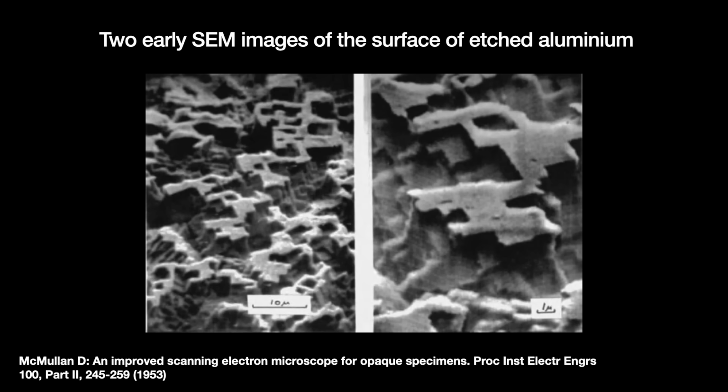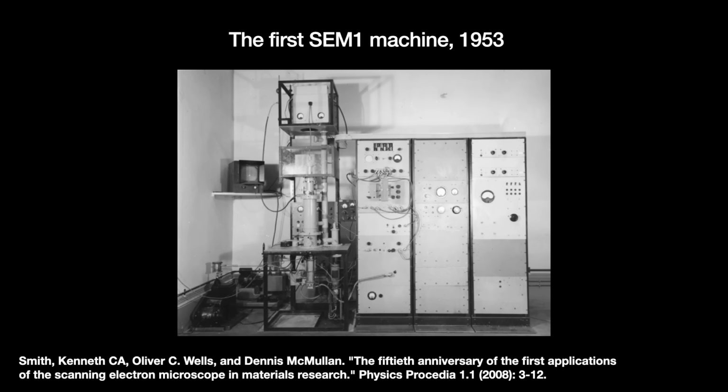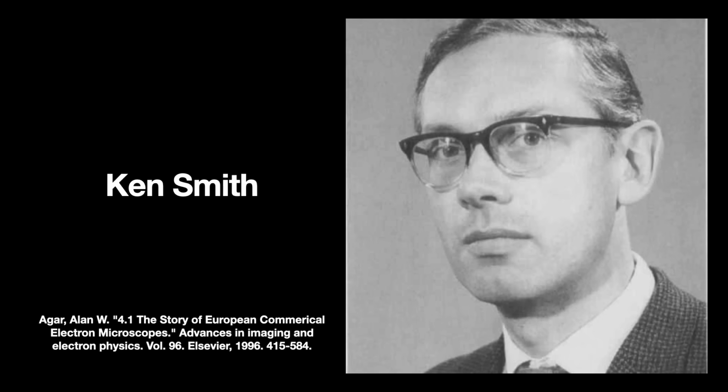The results were promising enough that Oatley continued the project after McMullen left the lab in 1953, handing it over to Ken Smith. Ken Smith contributed several improvements to the machine, the most important of which was to collect the low-energy electrons emitted from the sample as part of secondary reactions.